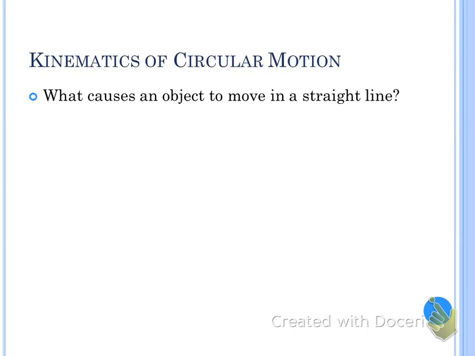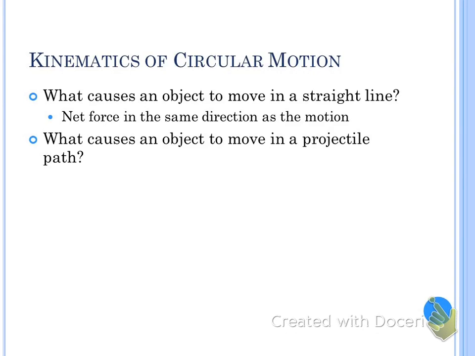So when we're talking about kinematics, think about these questions that we're going to talk through here. What causes an object to move in a straight line? Straight line motion is that the net force has to be in the same direction as the motion I want to happen. If I want something to move forward, I need to exert a force in the forward direction. Things that move from point A to point B, some force has to be exerted in that direction, and the net force overall has to be in that direction in order for the object to move in that direction.